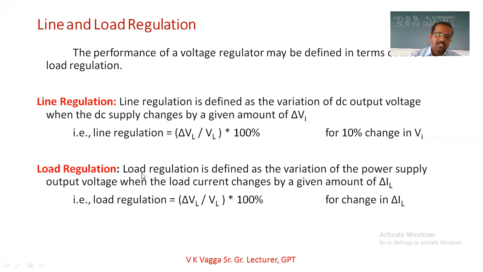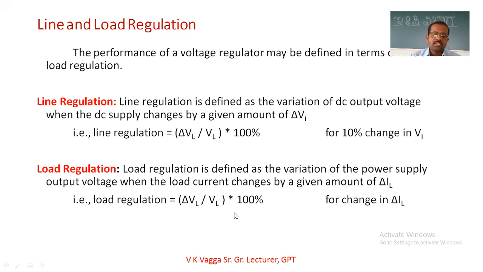If you take the load regulation, same thing. Load regulation is the variation of the power supply output voltage when the load current changes by the given amount of delta IL. It is with respect to the output current, not the input voltage. Load regulation is equal to delta VL divided by VL into 100%, for the change of delta IL.